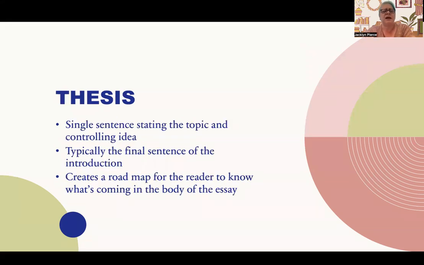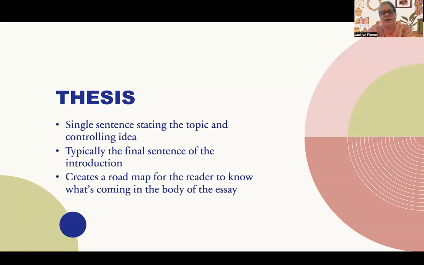A thesis is the single sentence that states the topic and the controlling idea, meaning what aspects of the topic you're going to cover. Typically, and I absolutely say for college writing, if you place your thesis statement at the end of your introductory paragraph, your life is going to be a lot easier. That is where it's expected. That's where it's looked for. And so having it there is a good idea. Doesn't have to be technically, but I would do it.